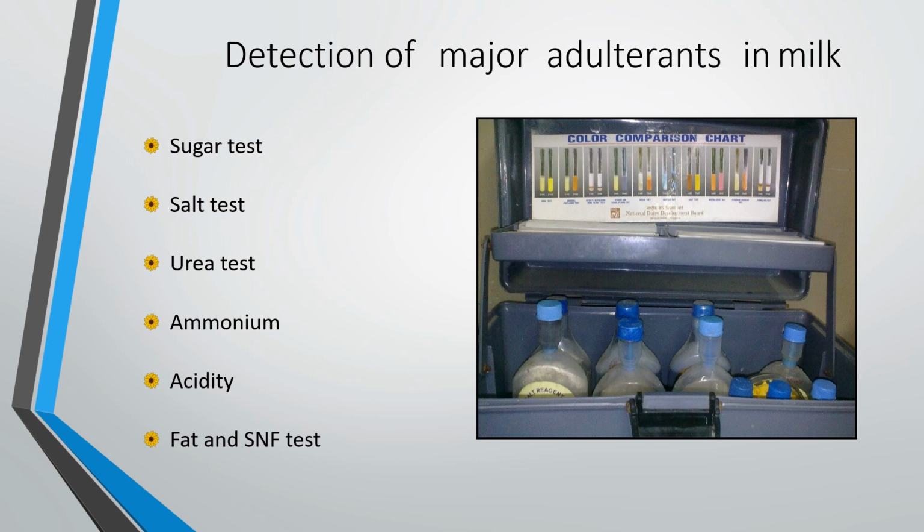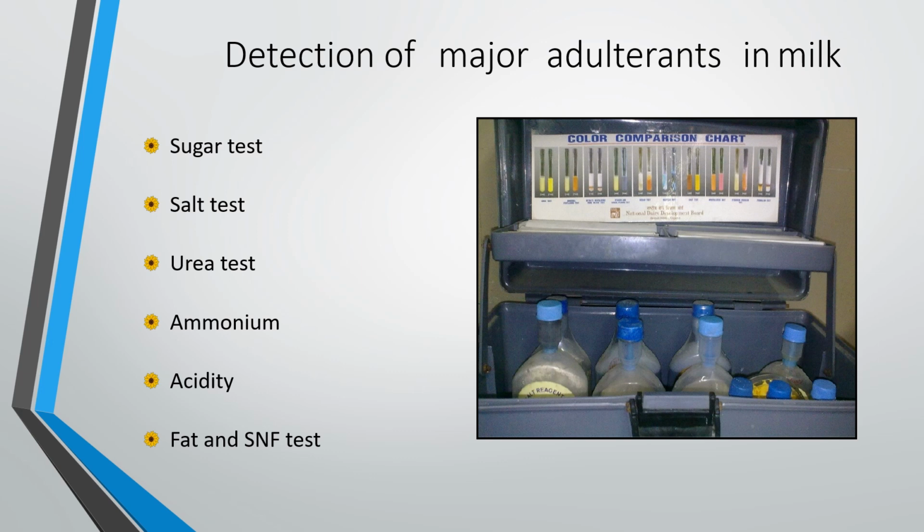And detection of major adulterants in milk. We have different procedures for detection of the major adulterants in milk. That is sugar test, salt test, urea test, ammonium, acidity, fat, and SNF. So these are the major adulterants found in milk that enhance the appearance as well as the smell, and it fetches more prices.